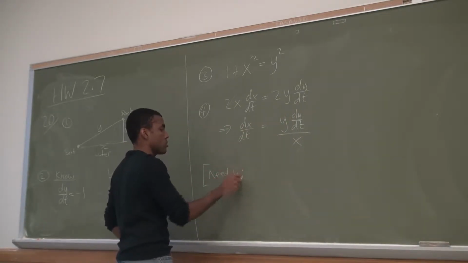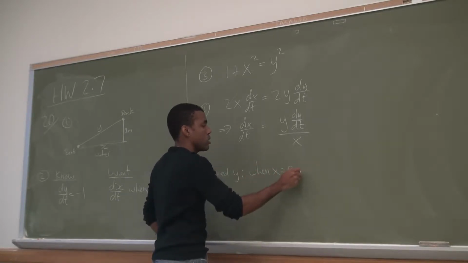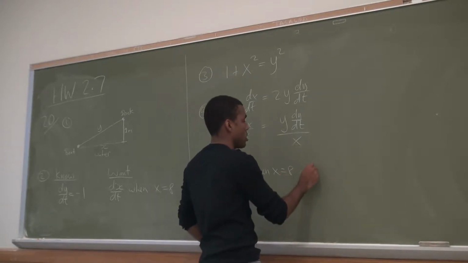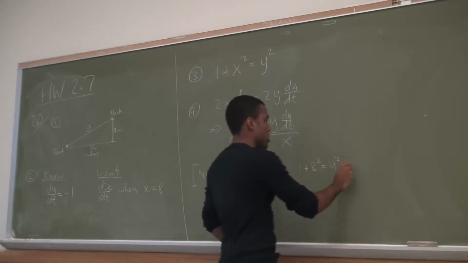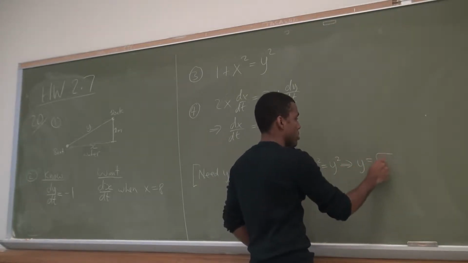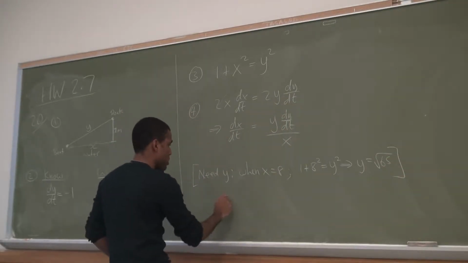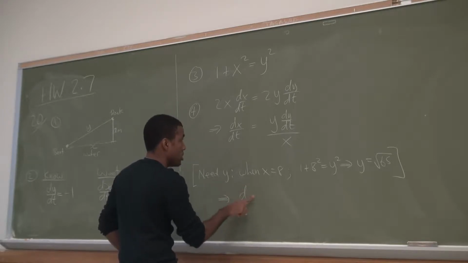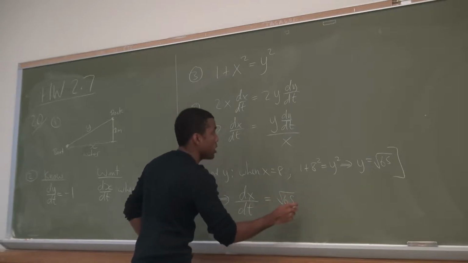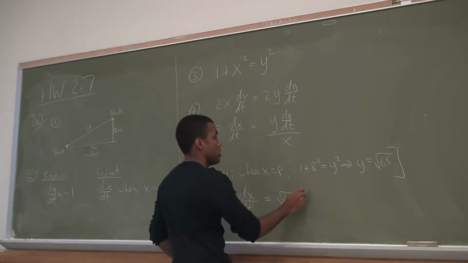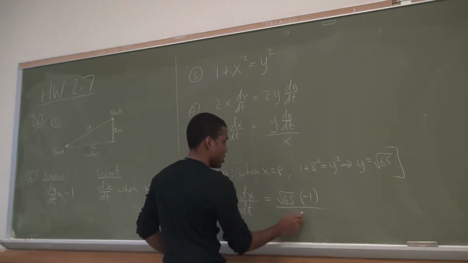Go back to step 2. When x equals 8, we have 1 plus 8 squared equals y squared, so y equals radical 65. This means dx/dt is equal to radical 65 times dy/dt, which is minus 1, over x, which is 8.